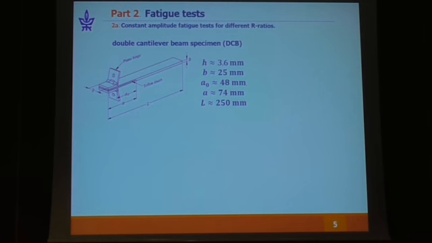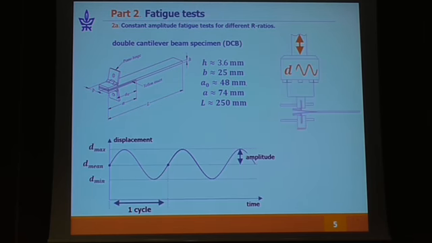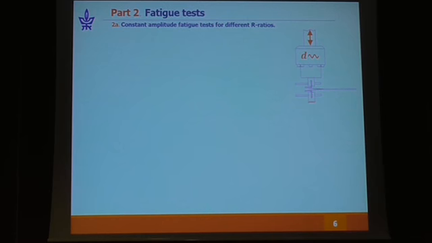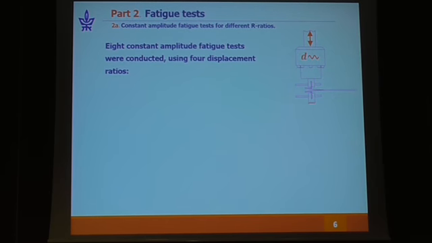The tests were conducted on double cantilever beam specimens under displacement control, replacing the load ratio with its displacement equivalent, the displacement ratio, which is the same thing: the ratio between the minimum and maximum displacement in the fatigue cycle. So 8 constant amplitude fatigue tests were conducted using 4 displacement ratios: 0.1, 0.33, 0.5, and 0.75.